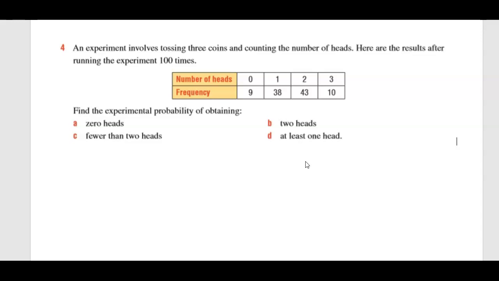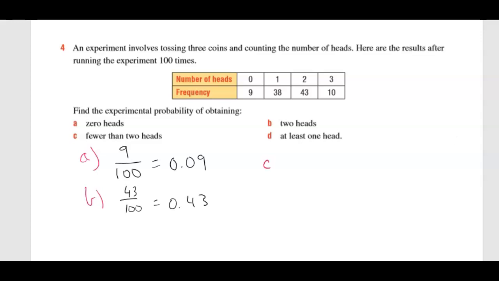Okay, so experimental probability of 0 heads. I might just write that down. The frequency was 9, and we've done the trials 100 times. So 9 over 100, or if you wanted to write that as a decimal, it's 0.09. I think your textbook puts the answer as a decimal, but I'm happy for you to leave it as a fraction. B, 2 heads. So we've got 43 over 100 now. As a decimal, that's 0.43.